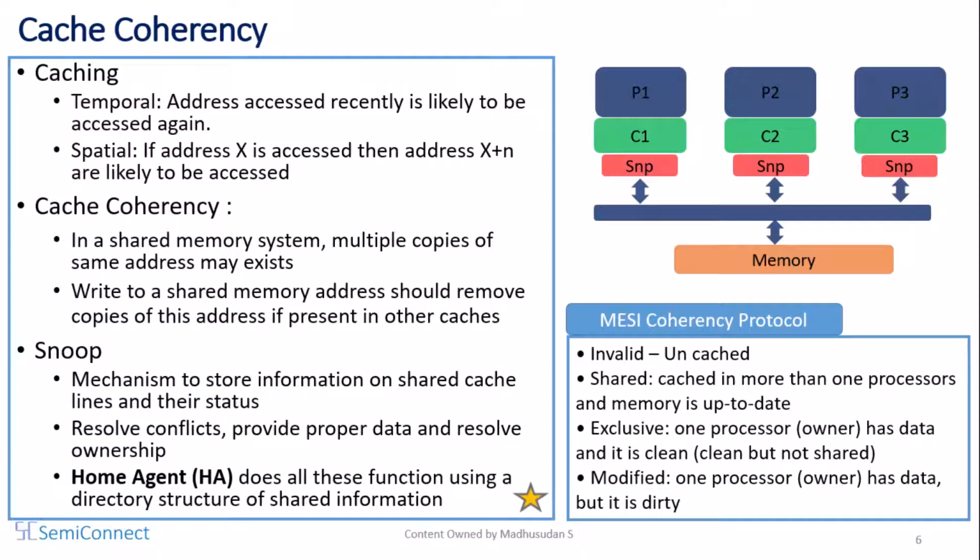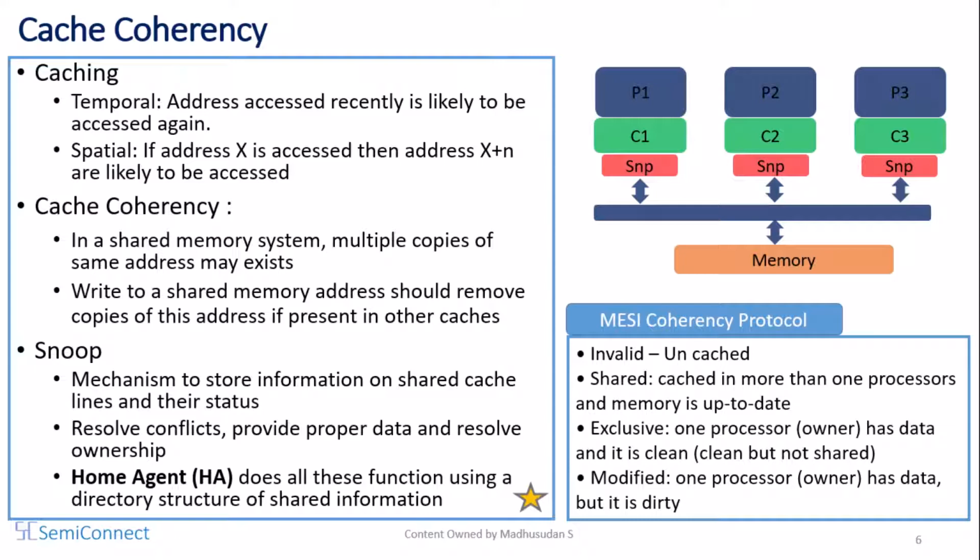When you say memory, it is, let's say, the main memory in this case. So main memory is up to date, and the cache line could be present in more than one processor in the shared state. In the exclusive state, one processor, which we can call the owner, has the data, and the data is clean, which means it is in alignment with the data that is present in the memory. But it is not shared by the other processors. That means it is in the exclusive state. And then we have the modified state where one processor owner has the data, but it is dirty.